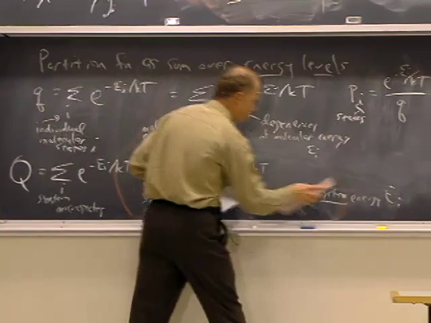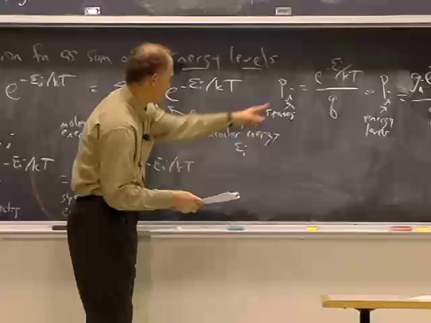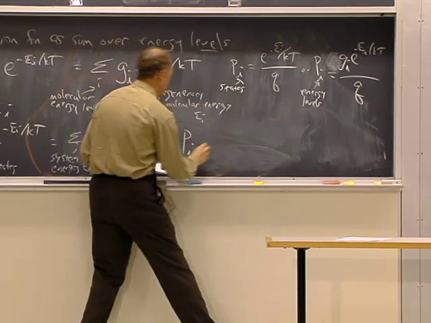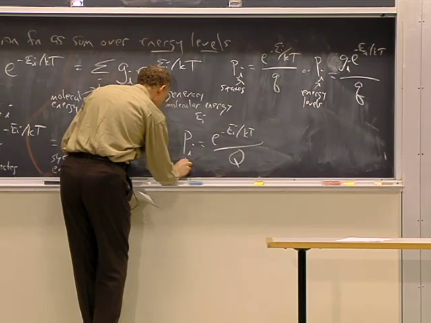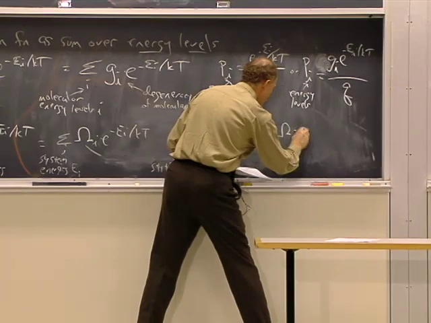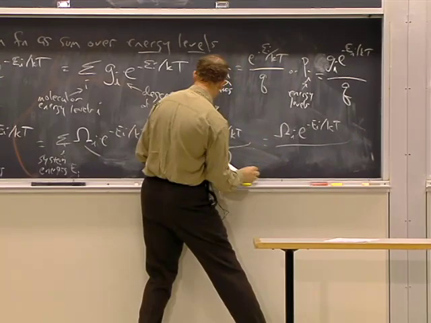And just to continue, of course, the same thing goes for the system probabilities, pi, which is e to the minus Ei over kT divided by capital Q. If this is a sum over states, or omega i e to the minus Ei over kT over Q, let's write this over.